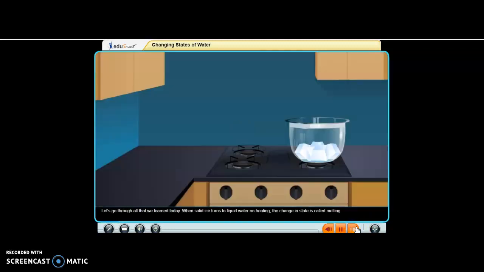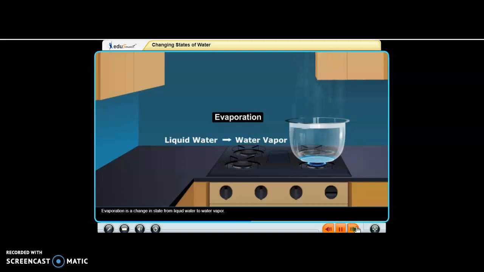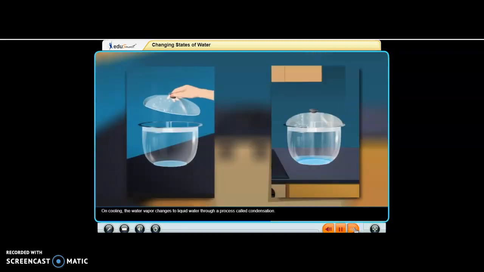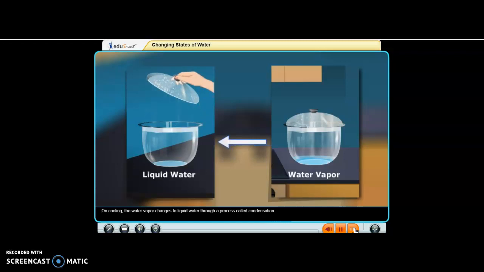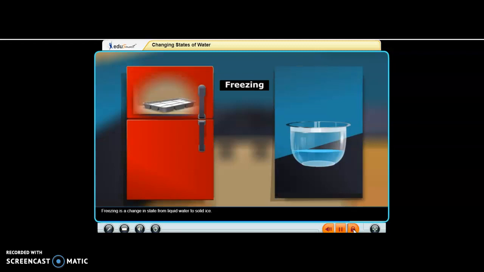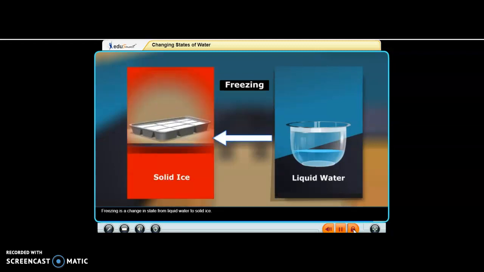Let's go through all that we learned today. When solid ice turns to liquid water on heating, the change in state is called melting. Evaporation is a change in state from liquid water to water vapor. On cooling, the water vapor changes to liquid water through a process called condensation. Freezing is a change in state from liquid water to solid ice.